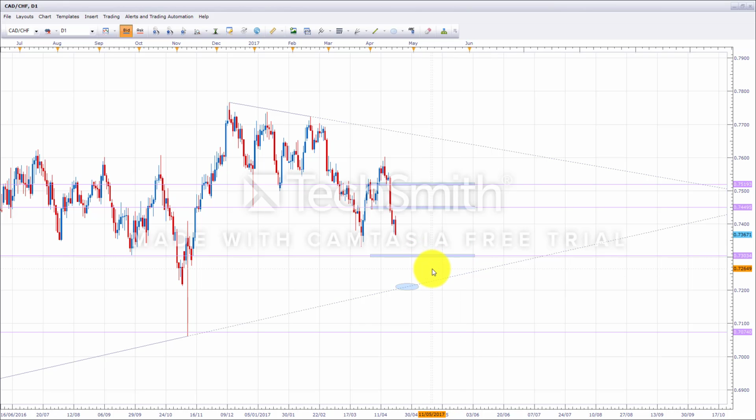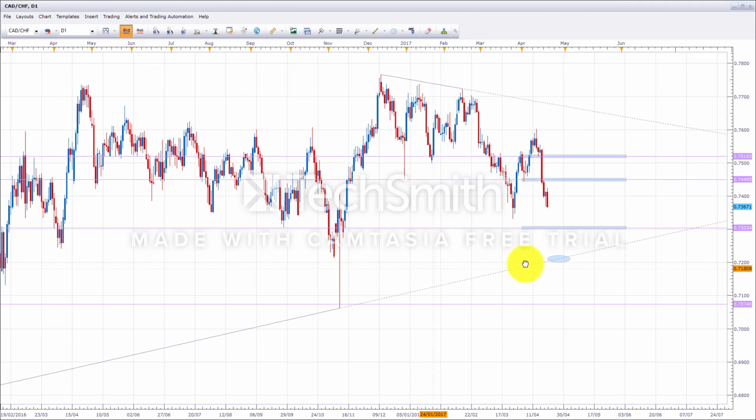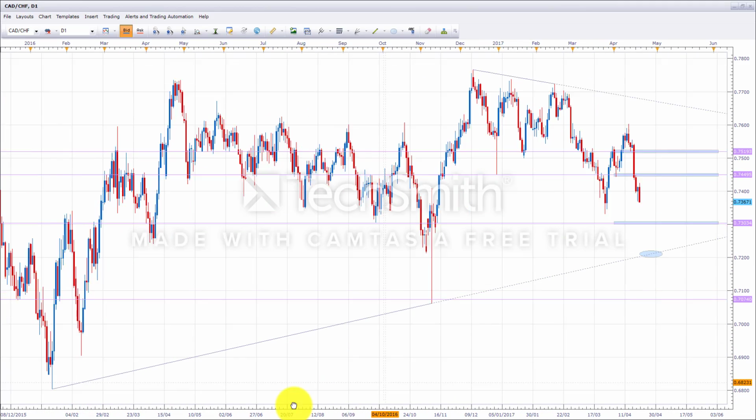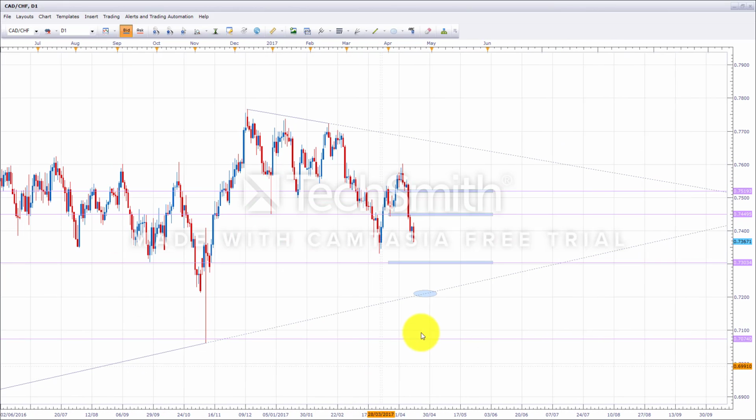If it does break this 0.7303 area, I'll be looking for it to turn into a resistance area, and I'll be looking for a move down to the upward sloping trend line, as you can see, denoted by this point here and this point here. And you can see the light blue ellipse here that I'll be looking for if we do get a breakdown past the 0.730 level.